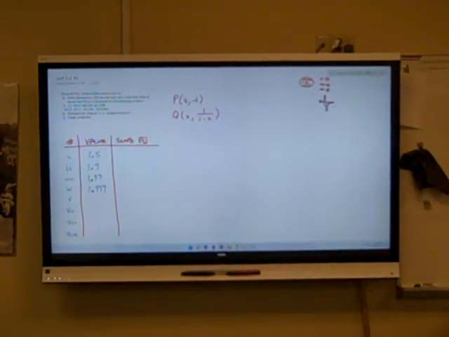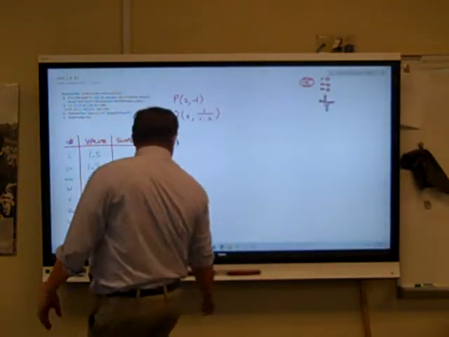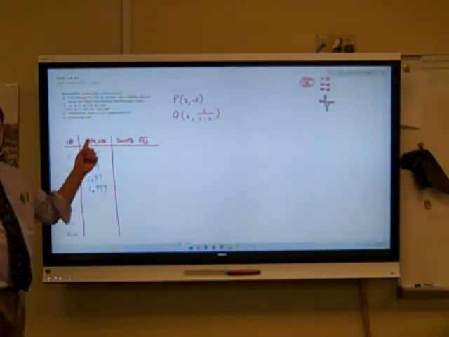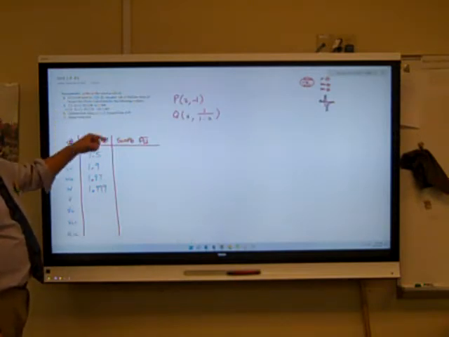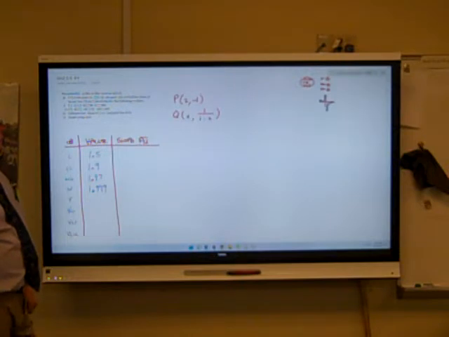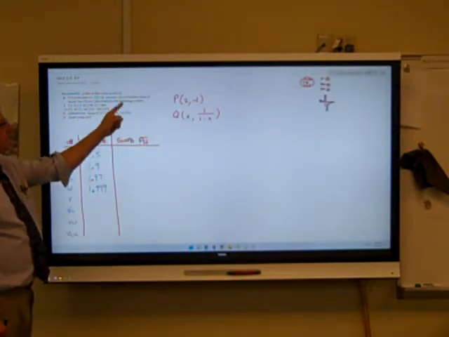Hello, pre-calculus. This is a book problem from Stewart, section 1.4, number 3. I typed it up here, but you can see it in the book. It says that point P, (2, -1), lies on the curve y equals 1 over 1 minus x.